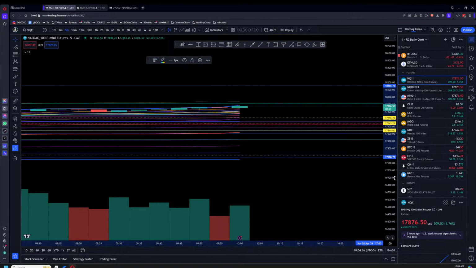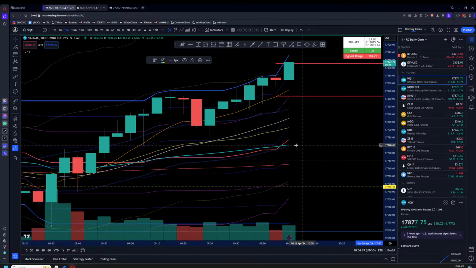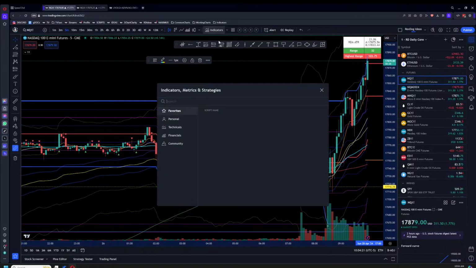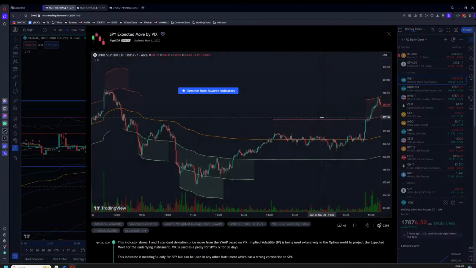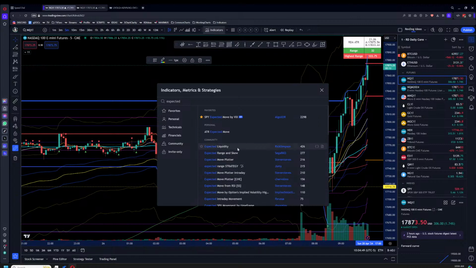I wonder if now, I think TradingView added option stuff. I wonder if they have the expected move. Expected move. Oh, there we go. Where'd you go? SPY expected move by VIX. Interesting. This indicator shows 1 and 2 standard deviation from the VWAP. I want the actual expected move.